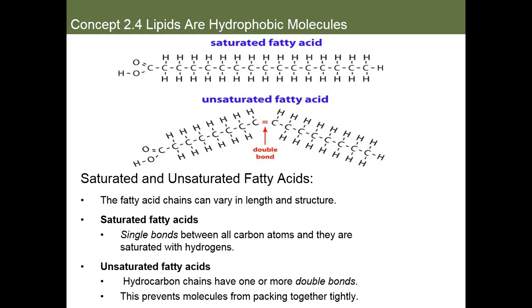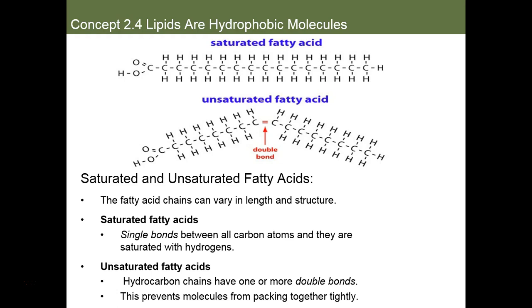Lipids can be either saturated or unsaturated. What does this mean? The fatty acid chain in a lipid can vary in length and structure. Saturated fatty acids have single covalent bonds between all carbon atoms. They are said to be saturated with hydrogen. Unsaturated fatty acids have chains that have one or more double covalent bonds. This prevents the molecule from packing together tightly.